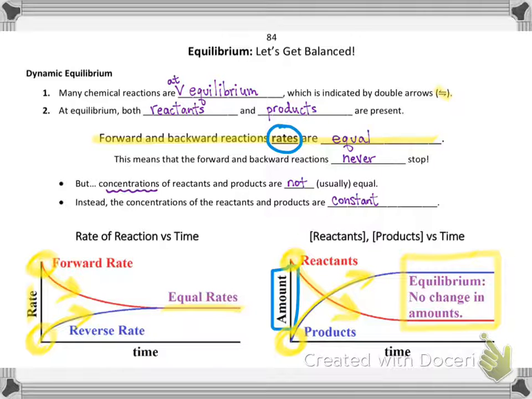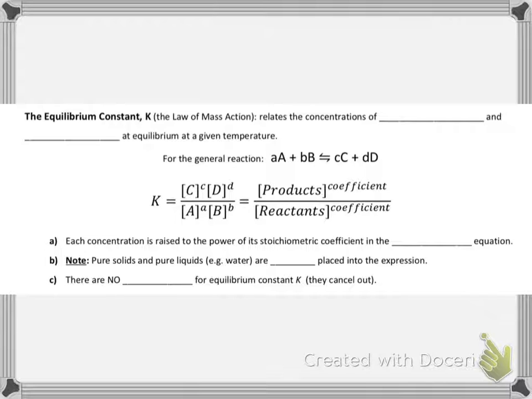Now let's take a look at how we can be quantitative in our discussion of equilibrium. To do so, we need to learn about the equilibrium constant K, sometimes called the law of mass action. It relates the concentration of reactants and products at equilibrium at a given temperature. For a general reaction where A plus B makes C plus D, K is written in this form. Basically, you're taking the concentration of each product on the top and raising it to an exponent of its coefficient from the balanced chemical equation.